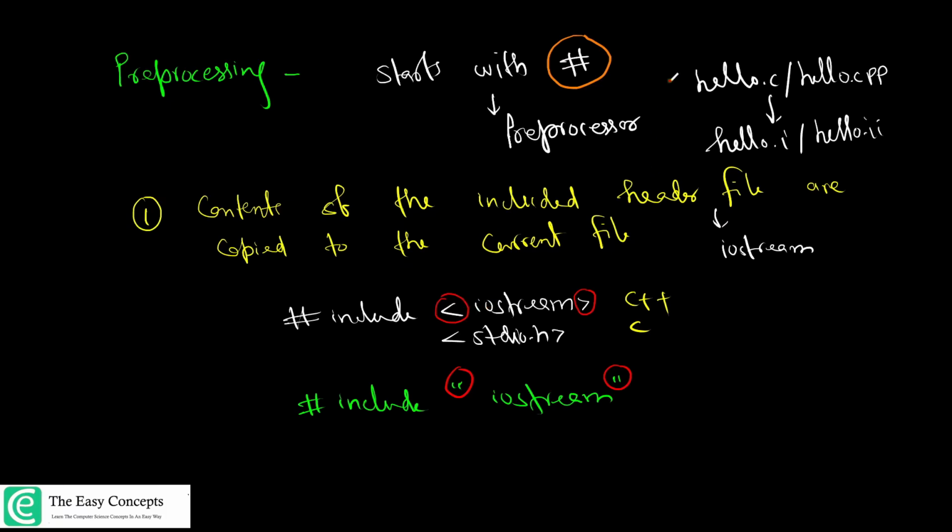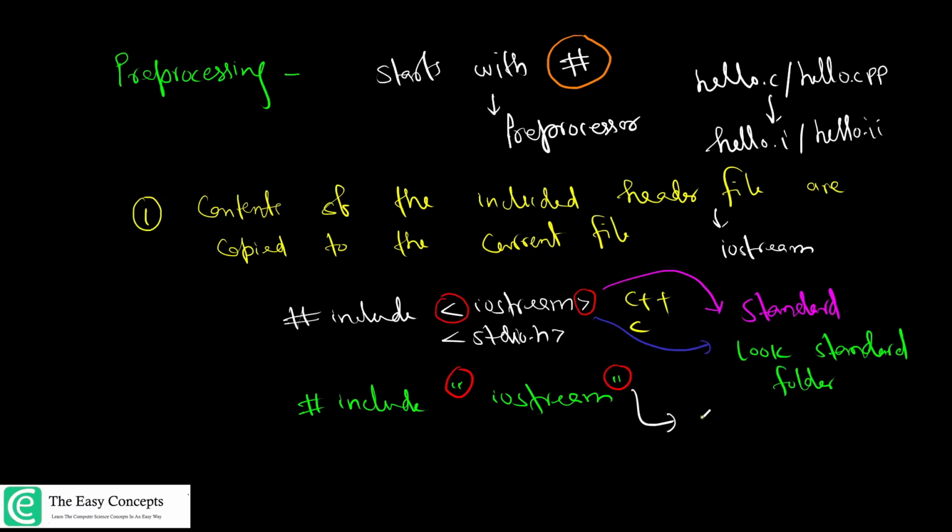The angular brackets tell that this header file is a standard header file. Standard header file means already inbuilt header files. When the compiler sees angular brackets, it goes to the standard folder. But when it sees double quotes, it looks into the current folder, and if the header file is not found there, then the standard folder is looked at. So the order should be current folder and after that the standard folder.